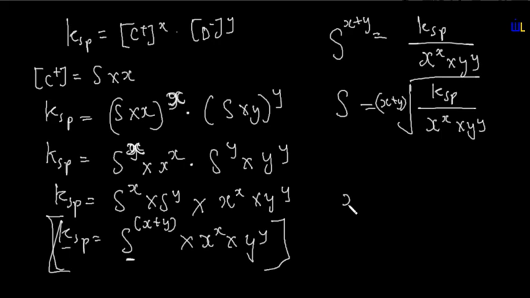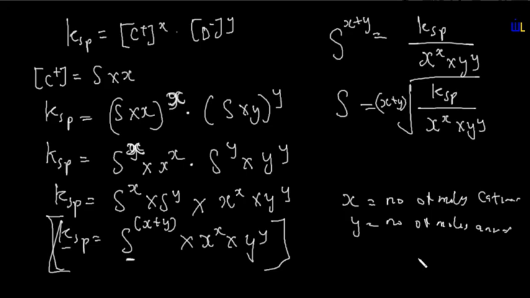Remember, I said x is the number of moles of cations, y is the number of moles of what? Anions. This one is what? Cations. It's important you take note of these two things. Once you know these things, it's easier.